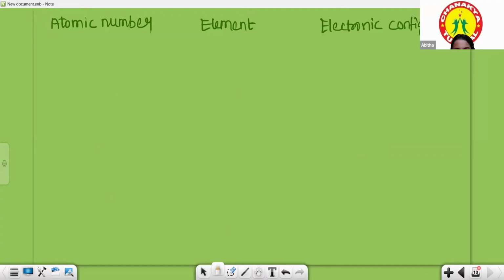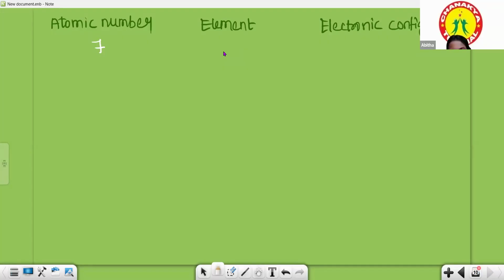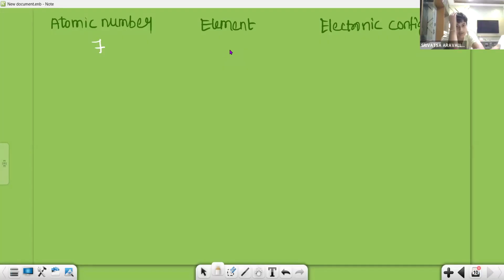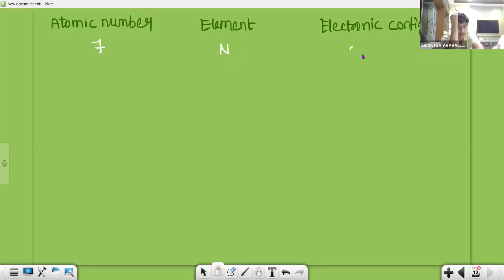Tell me the next element, atomic number 7. The element is N, for nitrogen. Electronic configuration is 2 comma 5.